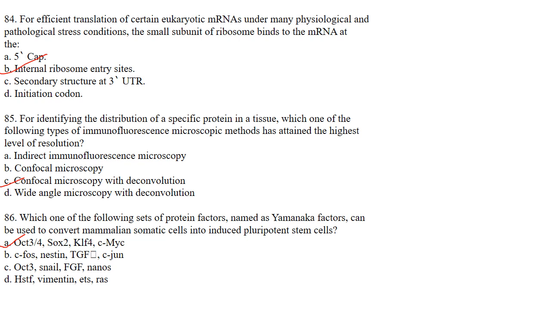Then next one. Which one of the following set of protein factors named as Yamanaka factors have been used to convert mammalian somatic cells into induced pluripotent cells? They are, answer is option A, that is OCT3/4, SOX2, KLF4 and c-MYC. This is a repeated question. It has been repeated once or twice for the DBT entrance exam itself. I have uploaded the other papers of other years. You can go through them.